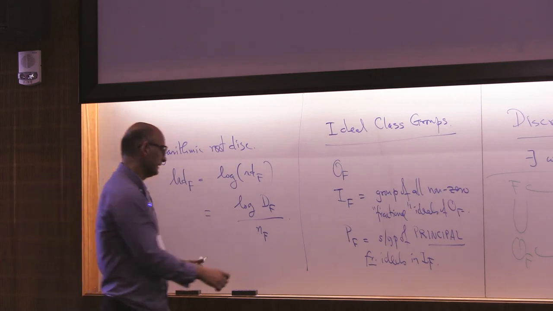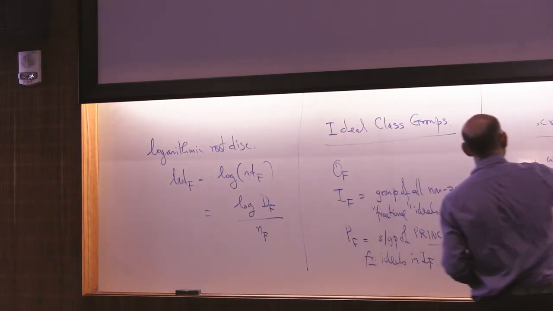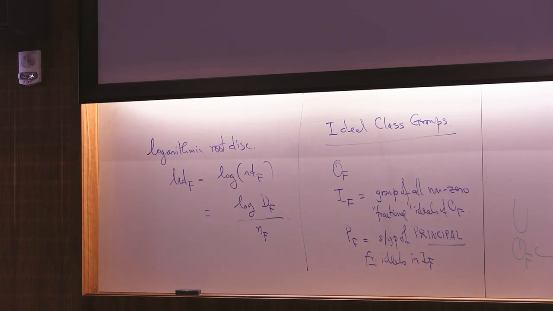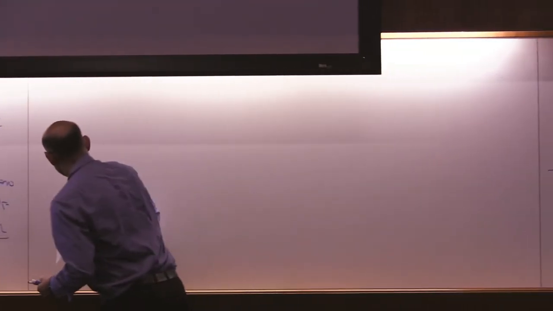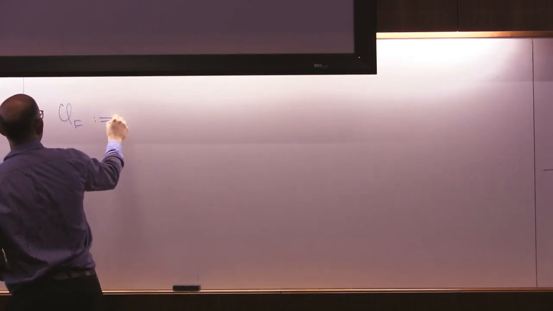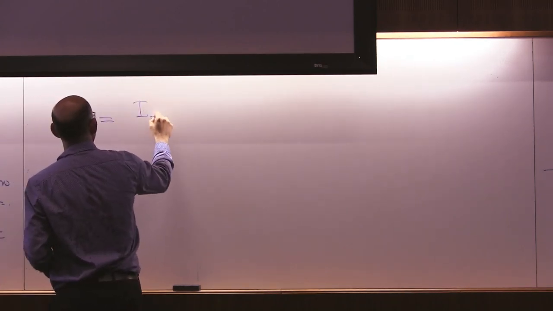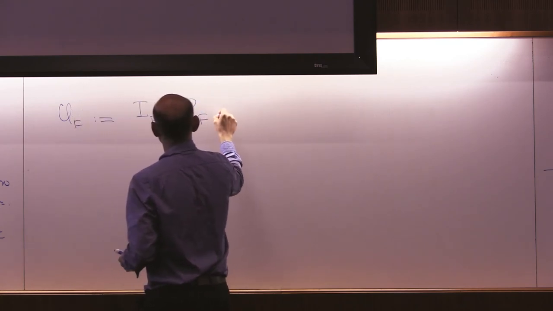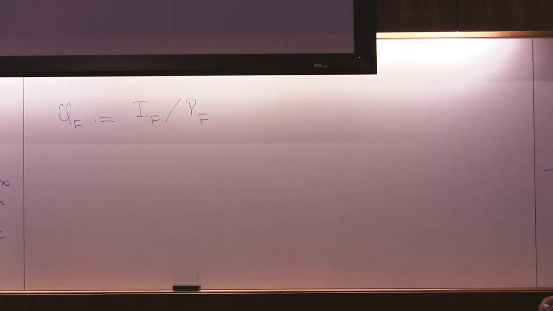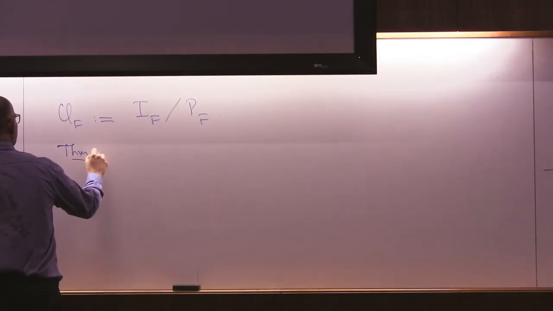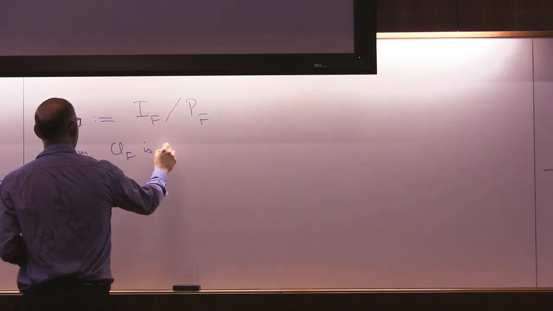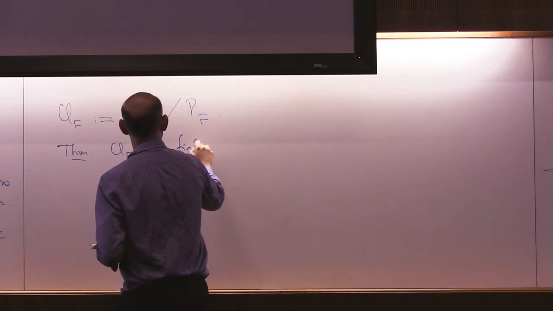And then the class group of F is defined to be the group of all ideals modulo the subgroup of principal ones. And the big theorem here is that the class group is a finite abelian group.